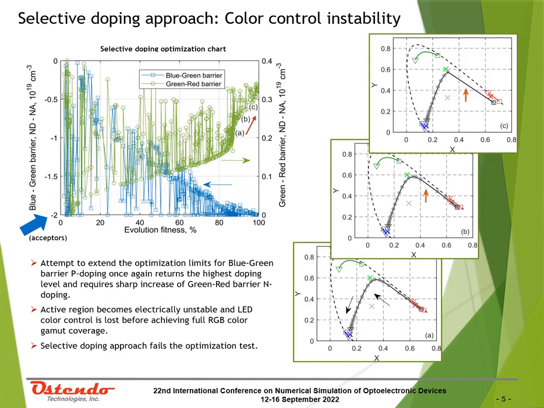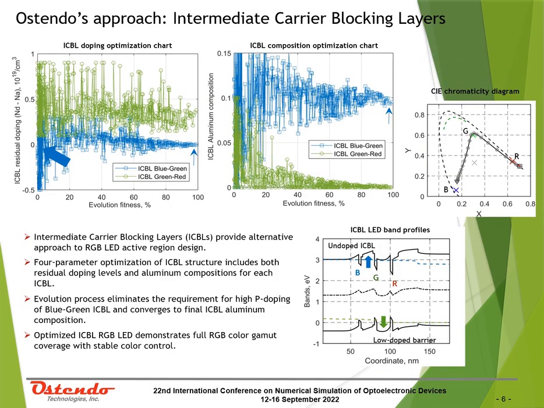Next slide shows what happens if we extend the optimization range for blue-green barrier doping. Once again, optimal doping of the blue-green barrier converges to the maximal allowed acceptor concentration. Simultaneously, optimal donor doping of the green-red barrier sharply increases and the active region becomes electrically unstable. If we look at specific structures marked as A, B, and C, we can see that color control of LED emission is lost during optimization. Each point on the LED color gamut curve represents a two-fold increase of LED injection current, so we clearly see the instability of the region.